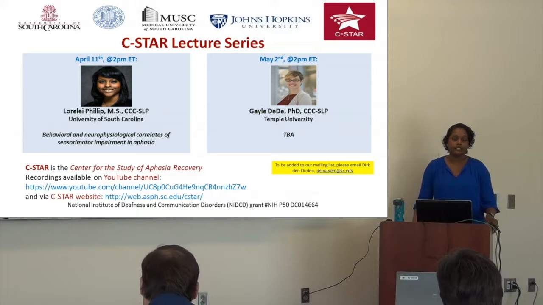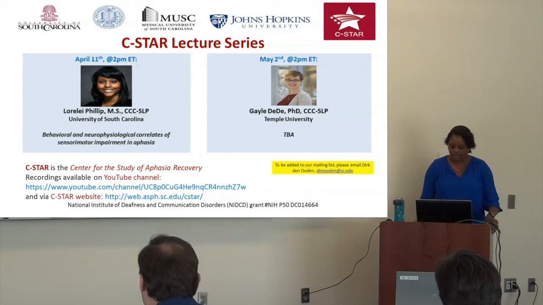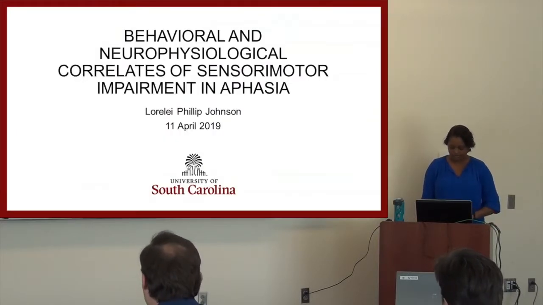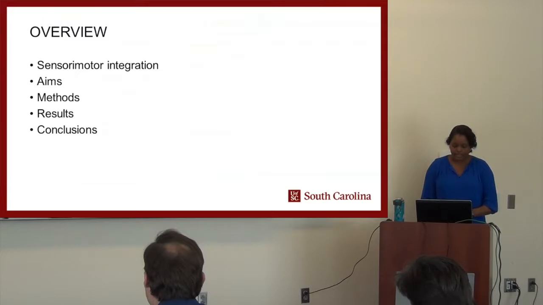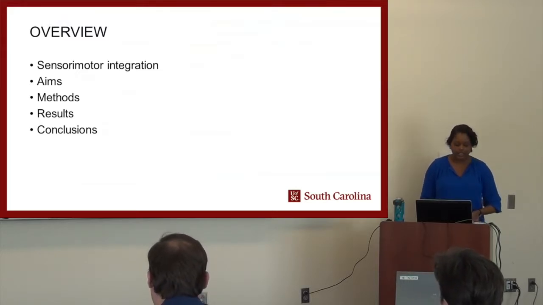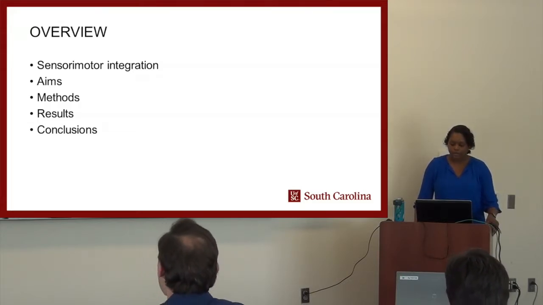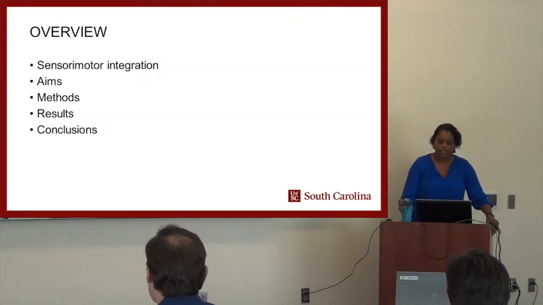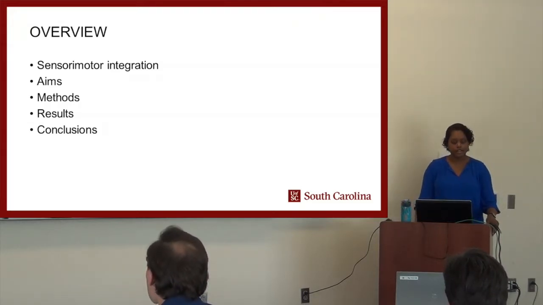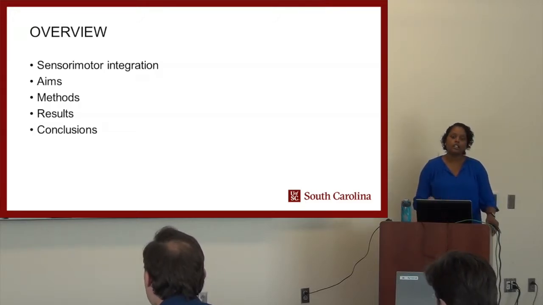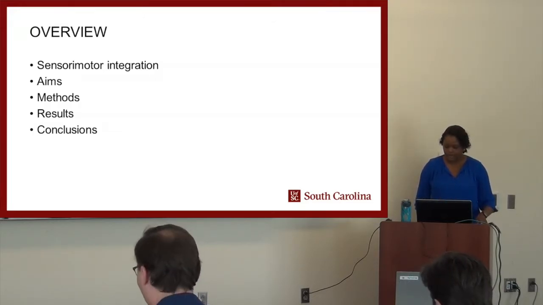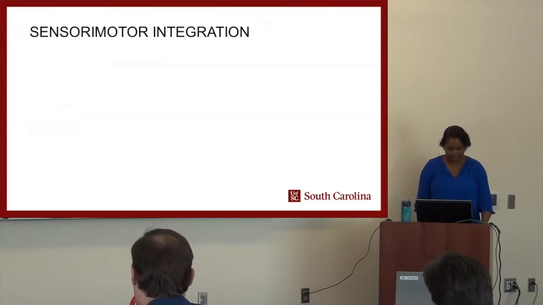Sharing some preliminary data from an ongoing EEG study that's happening in the aphasia lab and the speech neuroscience lab here at USC. I'll just start by discussing sensorimotor integration, what it is, and how models of speech production have approached including sensory information in those models. I'll also talk about sensorimotor impairment in aphasia. Then I'll go on to discuss the goals of this project, what we did, what we found so far, and some suggestions for future directions.